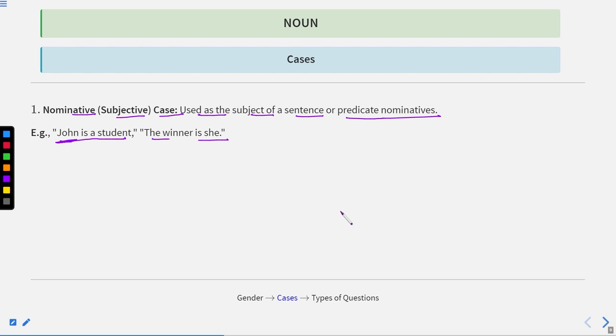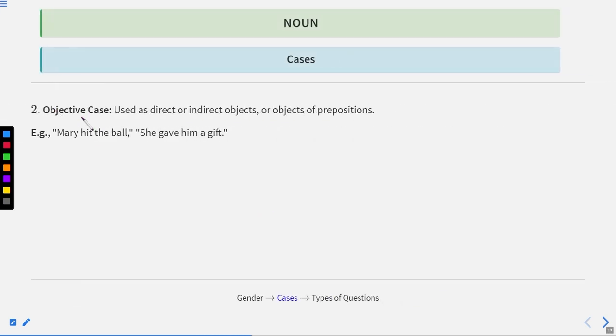Okay, now if I want to write the objective case, it is used as the direct or indirect objects. Now we know well that we can have two types of objects in a sentence. One is direct object and another is indirect object, and we have covered both of these in the beginning of English language, or in the sentence structure or basics of English language. Or objects of prepositions.